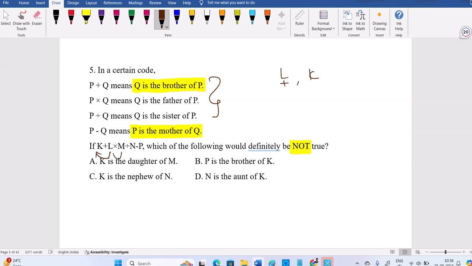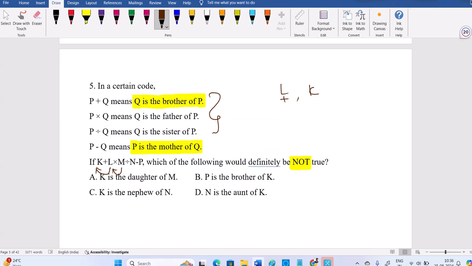Here M is father of L. M is father of L. Please see the note. Okay, they have given that except minus, all the remaining relationships are read from back to front. So L is brother of K. M is father of L. N is sister of M. Now finally, N is mother of Q. N is mother of P. This is N to P only. This minus is from P to Q, remaining all three from Q to P.